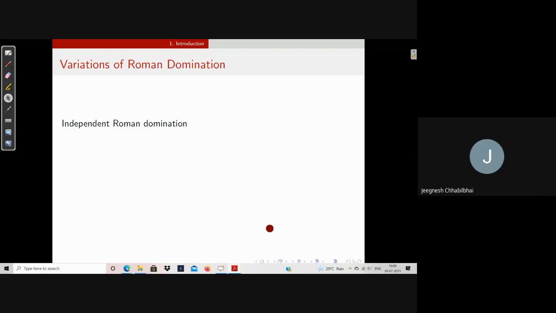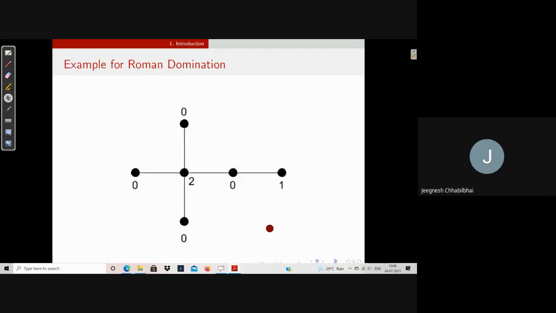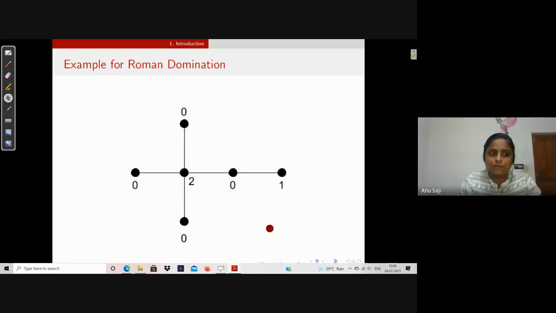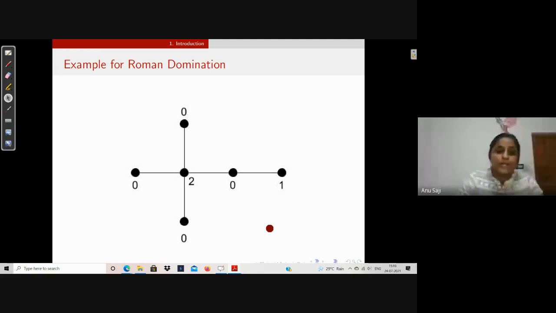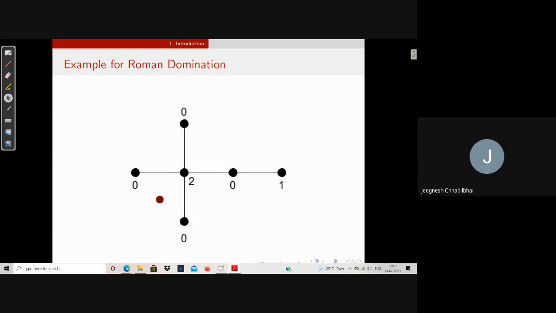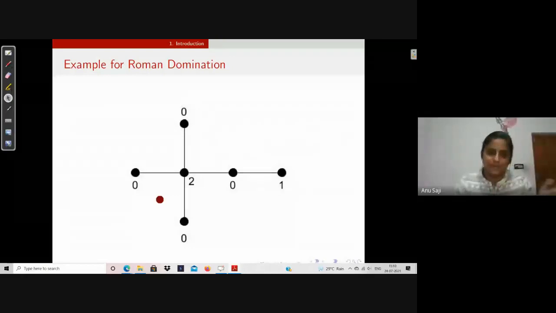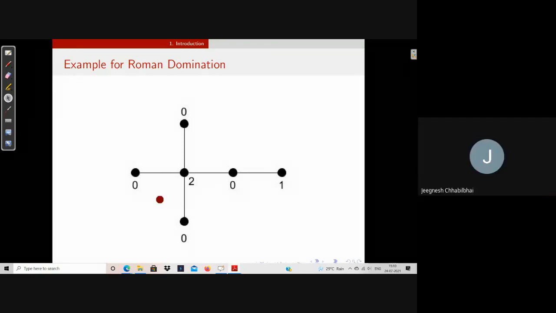You first assign a vertex the value 2. Then all the vertices adjacent to this vertex are assigned 0, rather than 1. If we assign 1 to these vertices, that will increase the total weight. We have to minimize the total weight. Now, if we want to assign -1, is it possible? No, it is another concept, a different concept of Roman domination.